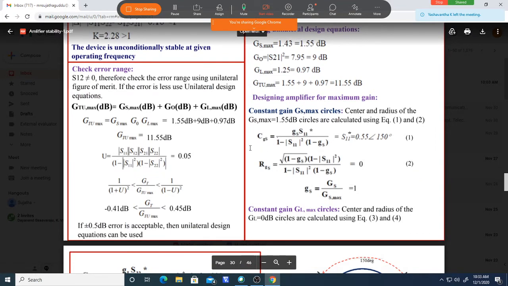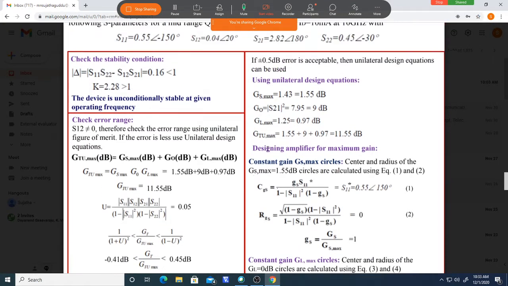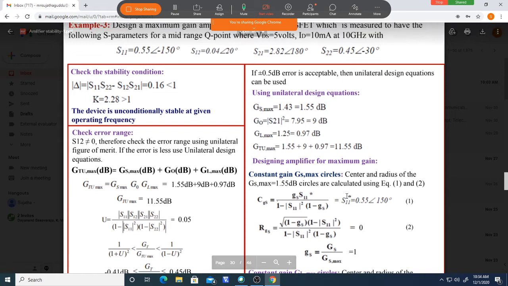But what is the center of our input gain circle? It is S11 complex conjugate. Complex conjugate means the sign of the angle changes here. It is S11, but if you take the complex conjugate, the negative sign changes. It is 0.55 at an angle of 150 degrees. S11 complex conjugate. So the center of the circle is this value.